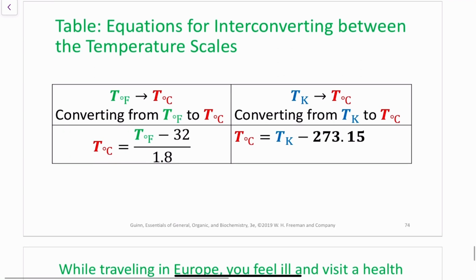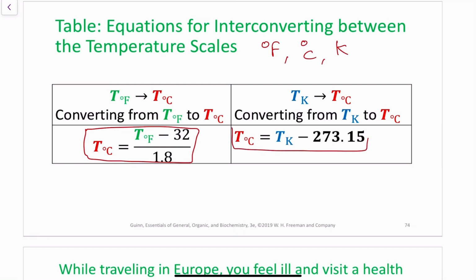And now we're going to learn how to convert one unit of temperature into another unit of temperature, like a unit conversion, right? So we have three different units: Fahrenheit, degree Celsius, and Kelvin. To convert a degree Celsius to Fahrenheit or Fahrenheit to degree Celsius, we're going to use this equation. Temperature in degree Celsius equals temperature in Fahrenheit minus 32 divided by 1.8.